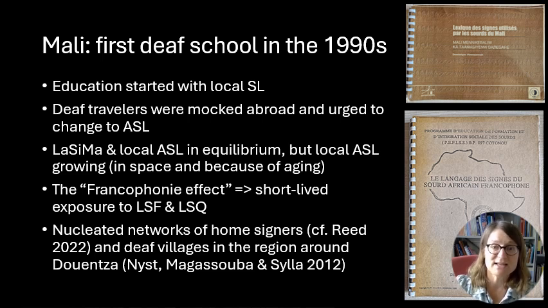In Mali, we see that deaf education started relatively late as well, as compared to Ghana and Ivory Coast, so in the 1990s. And actually, deaf education started with local signing being used, and a dictionary was made, the one on the top. But then deaf Malians started traveling around to neighboring countries, and they were actually mocked for using their own local sign language. And on their return to Bamako, they urged the director of the deaf school to please change to ASL, because that's what all the neighboring countries were doing.